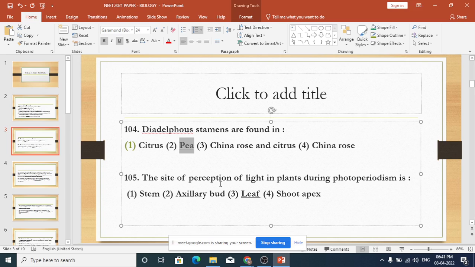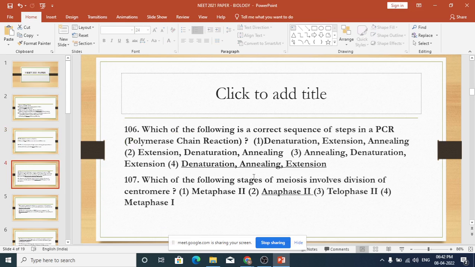The site of perception of light in plants during photoperiodism is. Is it 11th or 12th? 11th, sir. So what is the answer? The answer given is leaf. The site of perception of light in plants during photoperiodism is the leaf. Okay, let's go to 106.